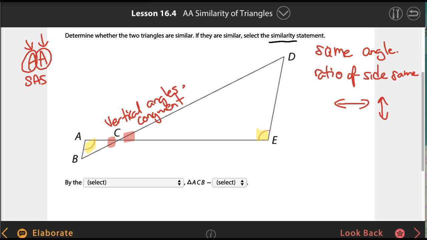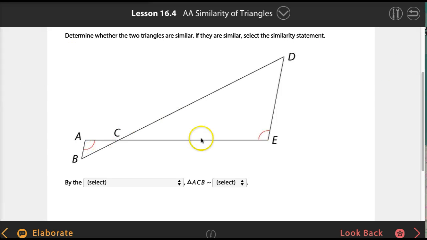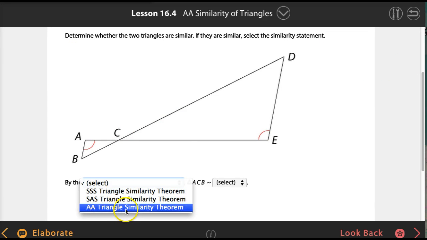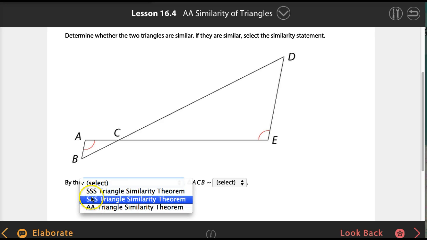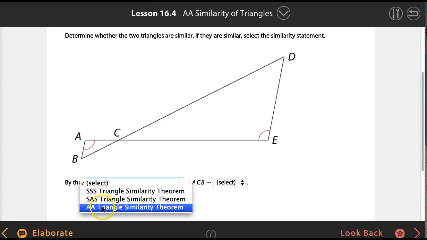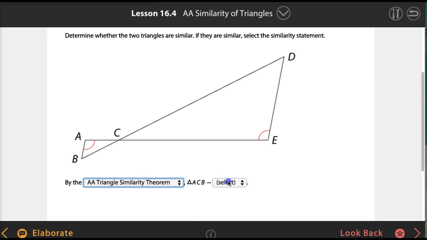So then, are they similar to each other? Yes, they are. Because of what? Because of the AA similarity statement. And that was it. Isn't that quite easy? Because of the AA triangle similarity theorem. I just want you to know there's also the SAS triangle similarity theorem and the SSS triangle similarity theorem. So in case you don't understand, I will go ahead and explain to you really fast.